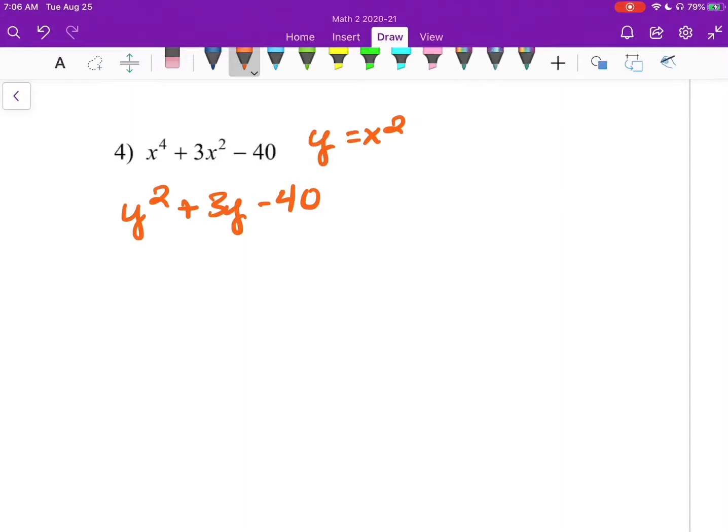So now that we have this step here, we can factor it. We need factors of negative 40 that add up to 3. We've got, what is it, 5 and 8. 5 times 8 is 40.